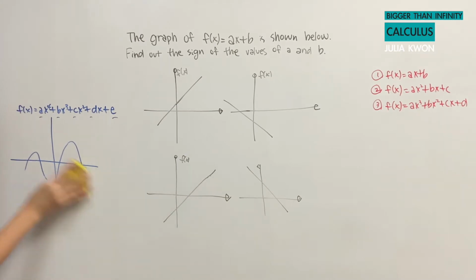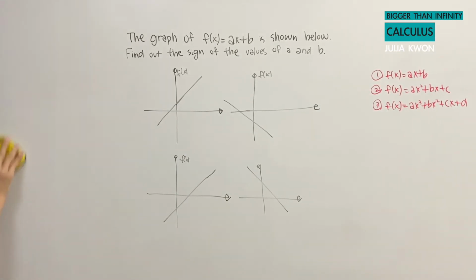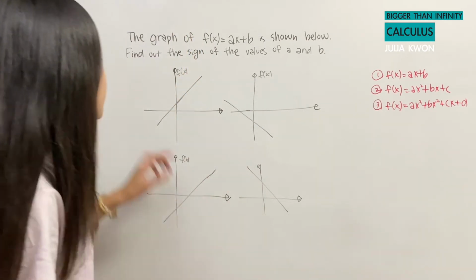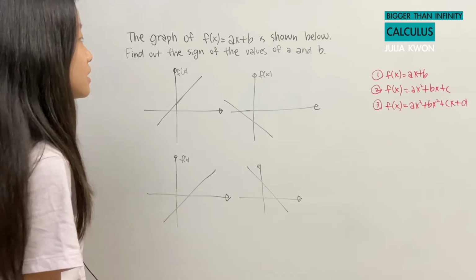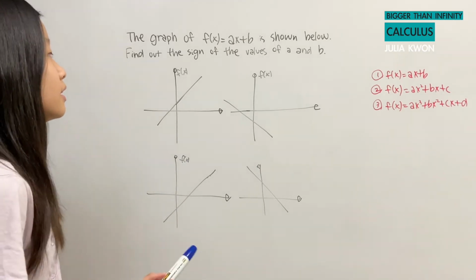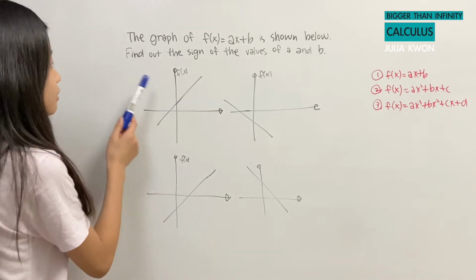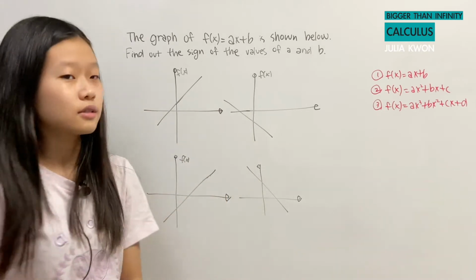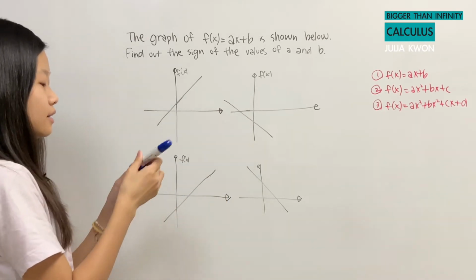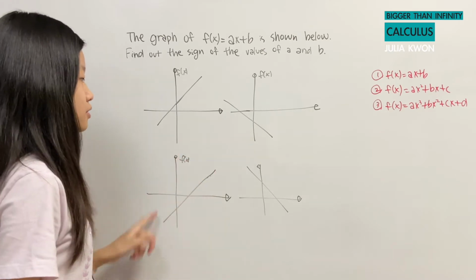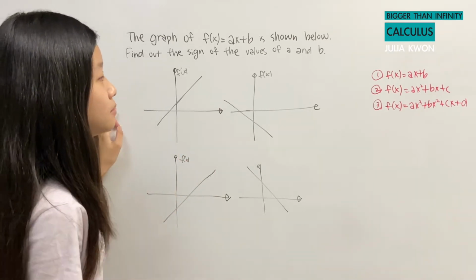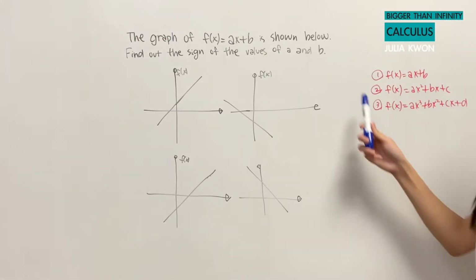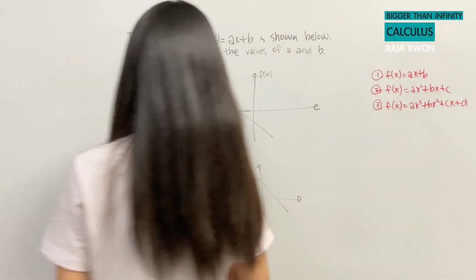But in this video, it's just going to be an introduction, and I'm going to be solving some very simple problems. So here it says the graph of f(x) = ax + b is shown below. Find out the sign of the values of a and b. So we're going to find out whether a and b are positive or negative. And so I have drawn 4 functions. We're going to find out a and b for all of these four graphs. And also I will solve 3 problems in this video.